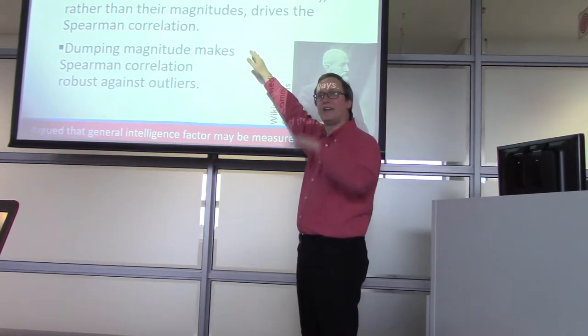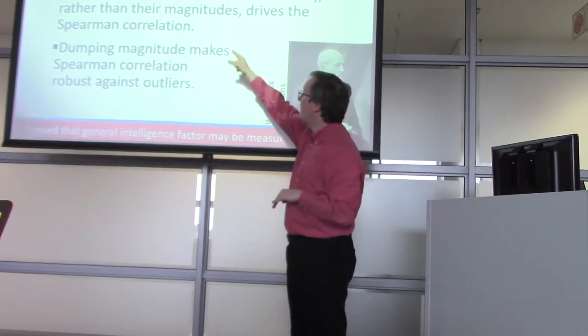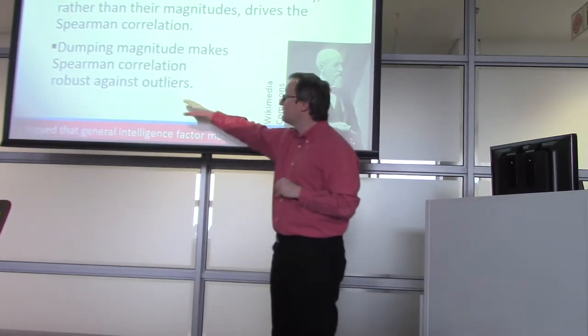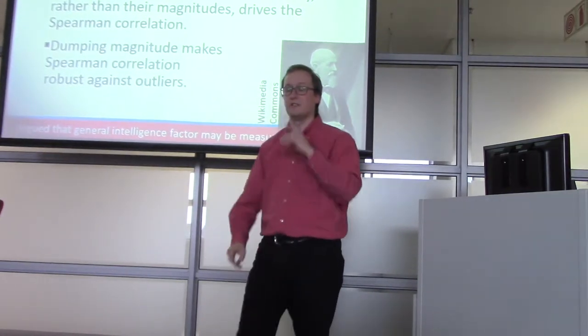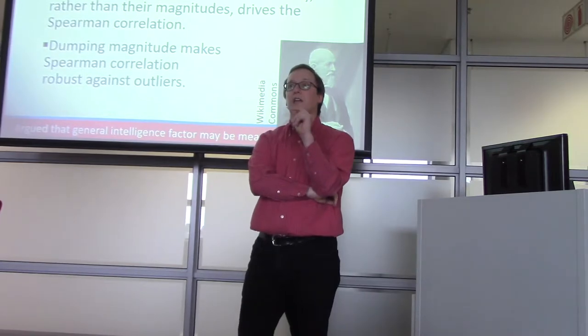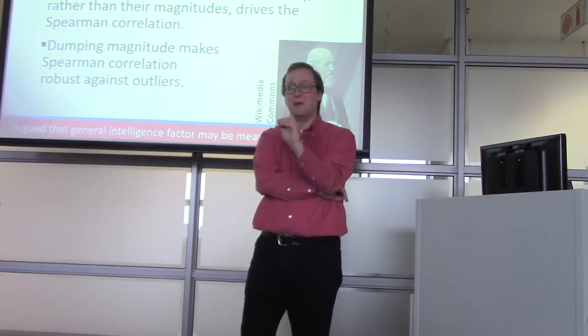If we do that, we're building our correlation on how these values rank within the series, within a pair of series, in fact, not about just their magnitudes. And one of the very powerful things that comes about is that this is very robust against outliers.